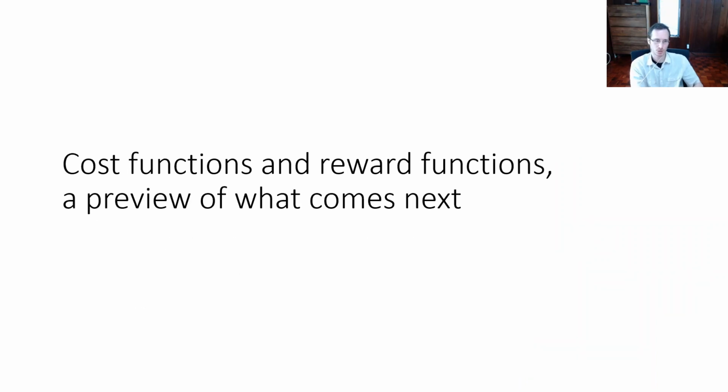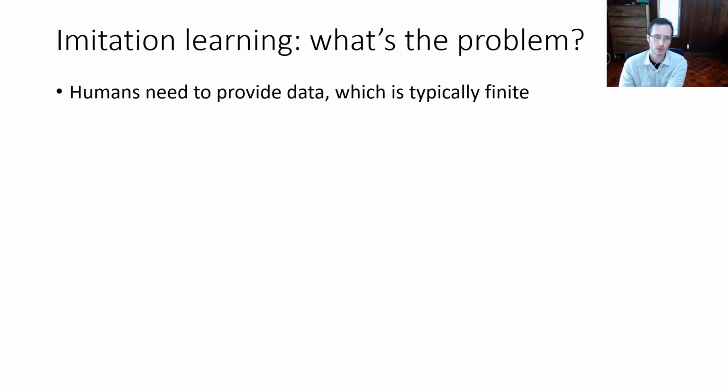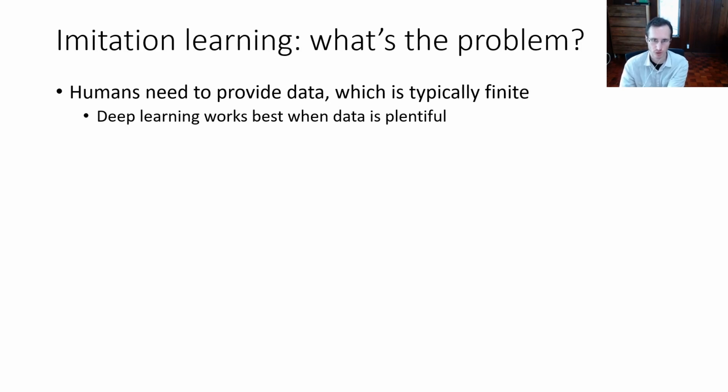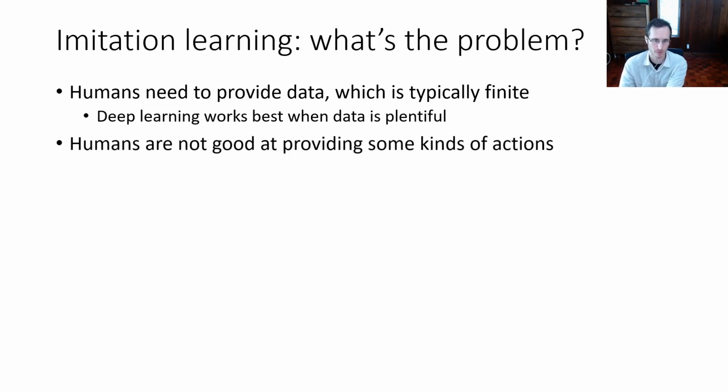The last thing I want to mention, which is a little bit of a preview of what's going to come next, is why is imitation learning not enough by itself? Why do we even need the rest of the course? Well, humans need to provide data for imitation learning, which is sometimes fine, but deep learning works best when the data is very plentiful. So asking humans to provide huge amounts of data can be a huge limitation. If the algorithm can collect data autonomously, then we can be in that regime where deep nets really thrive and data is very plentiful without exorbitant amounts of human effort.